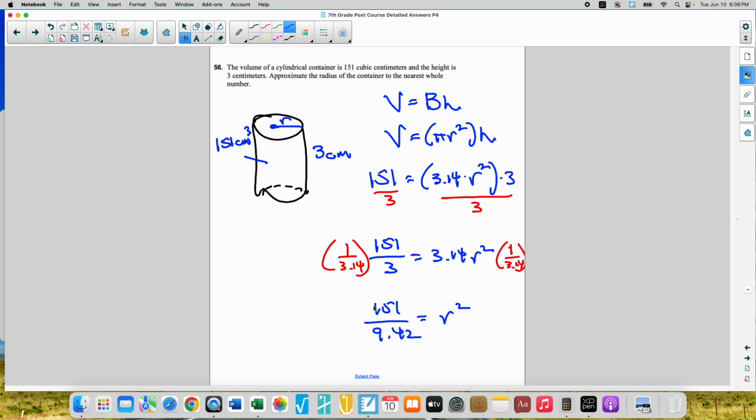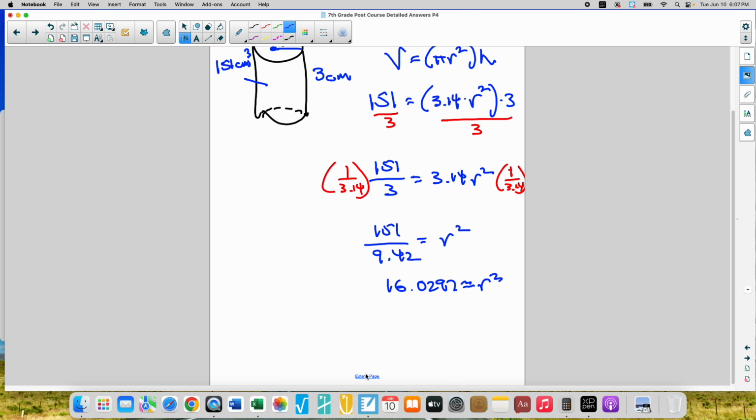So now let's simplify this left side. We're going to get an ugly number, 9.42. It's going to be very ugly, but it's okay. This gives us 16.0297 approximately equals r squared. So we're going to take the square root of both sides, plus or minus the square root of r squared.